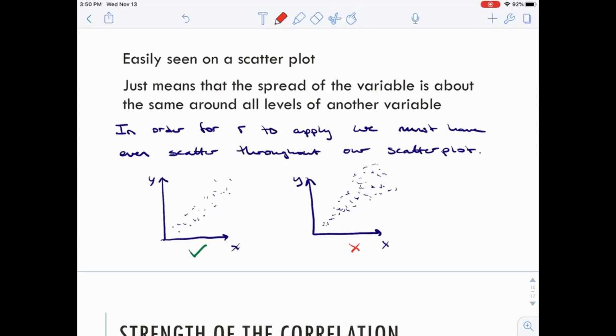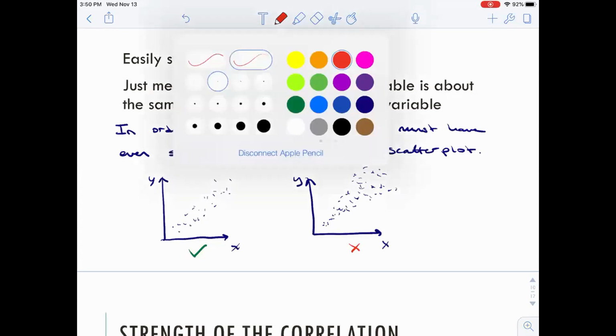So it falls on us to check, okay, we're assuming that we've got homoscedasticity, even scatter around our line, right? If we don't, then we should hold back on our correlation because it doesn't really apply, because it's going to be different down here at the bottom than it is up here at the top. So that's all that's saying.